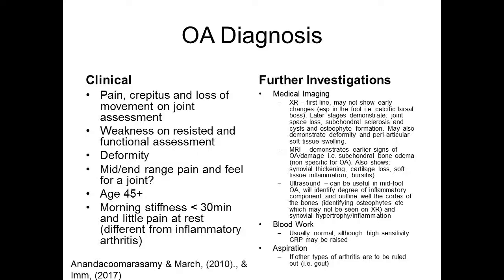Blood work in osteoarthritis is usually normal, although high sensitivity CRP may be raised, but it's probably of limited value routinely as part of the investigation for this particular pathology. And aspiration, obviously if other types of arthritis are suspected, then it might be prudent to aspirate the joint. I don't envisage this will be something routinely done in osteoarthritis, however it is an option if other arthropathies are suspected.